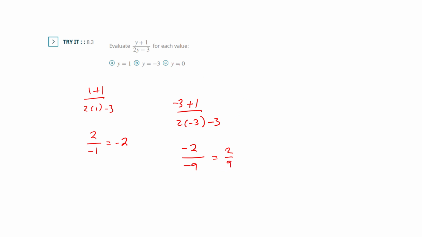All right, lastly here, I'm putting in 0. So I've got 0 plus 1 over 2 times 0 minus 3. Tidy up the top, I get a 1. Now 2 times 0 doesn't do anything, so I'm just left with minus 3. Now it doesn't matter in algebra where you put the minus sign here. It's all the same if it's top to bottom. It'd be a little nicer maybe to see that we can just move that out front there. And that's supposed to be a 3, so negative 1/3.